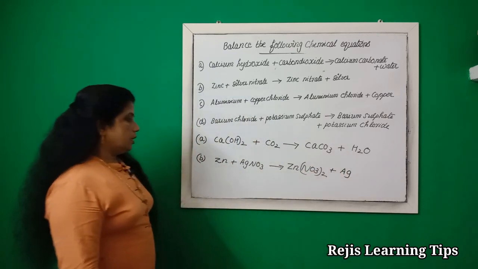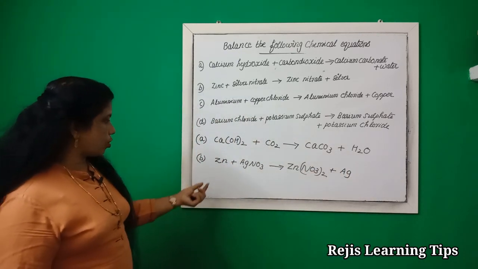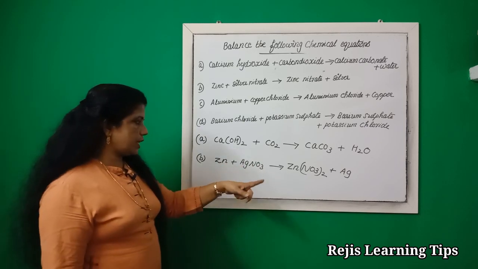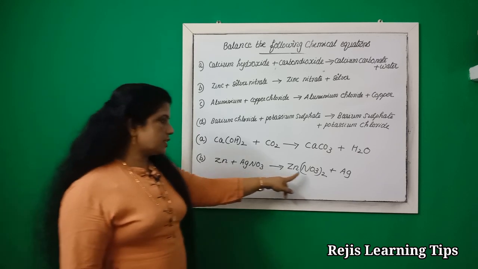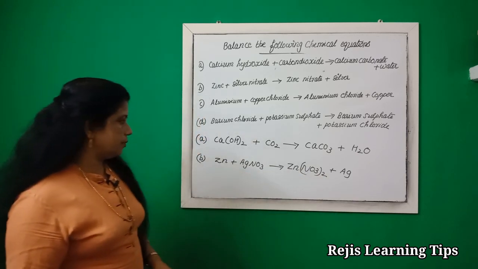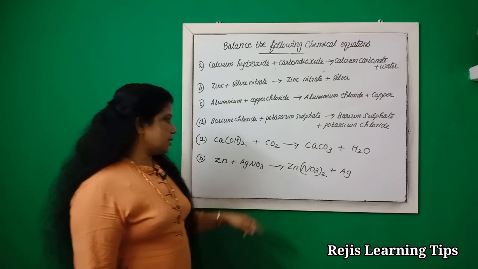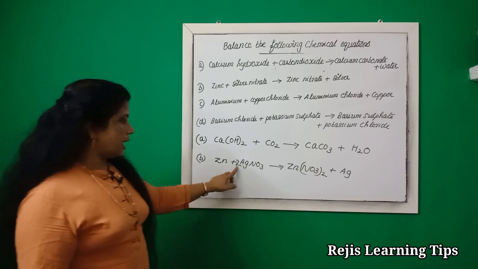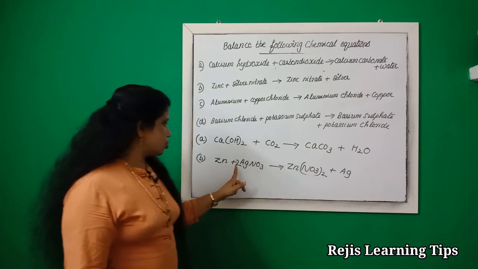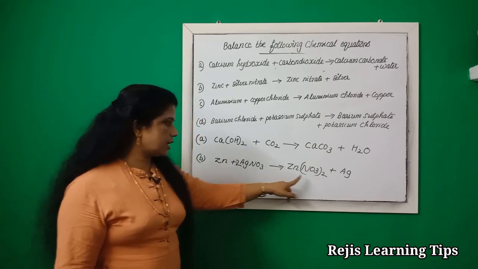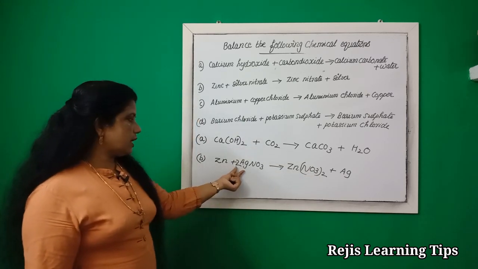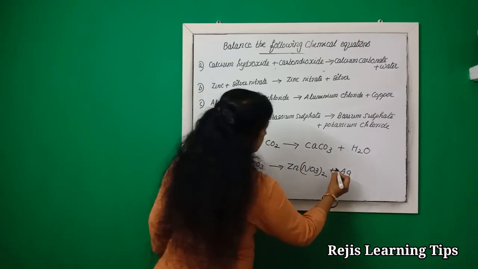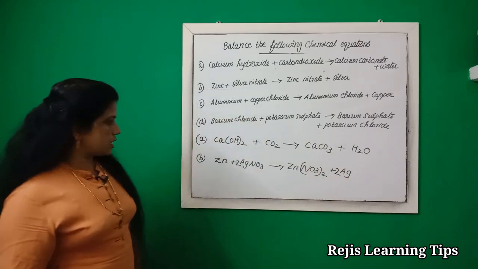Okay, then we have to check whether it is balanced or not. Zinc already same in both sides and silver also same. What about nitrogen? In this case there are 2 nitrogen atoms here, but here only 1 nitrogen atom, so we can put here 2. Then nitrogen 2, here also nitrogen 2, oxygen 2 into 3, that is 6, and here also 6. But silver, here 2 silver atoms are there, but there only 1, so we put here 2. Okay, so this equation is now balanced.